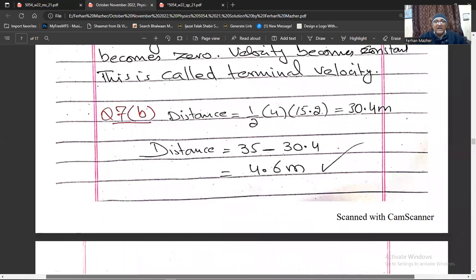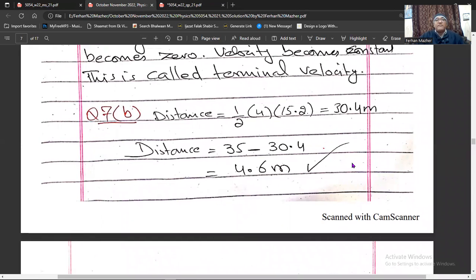The distance moved by the sledge after applying the brake will be 1 by 2 into 4 into 15.2, and that will be 30.4 meters. When they applied the brakes they were 35 meters from the wall, and during the brakes the braking distance is 30.4 meters. So how much is the distance between the wall and the sledge when they have come to rest? That will be 35 minus 30.4, and that will be 4.6 meters.